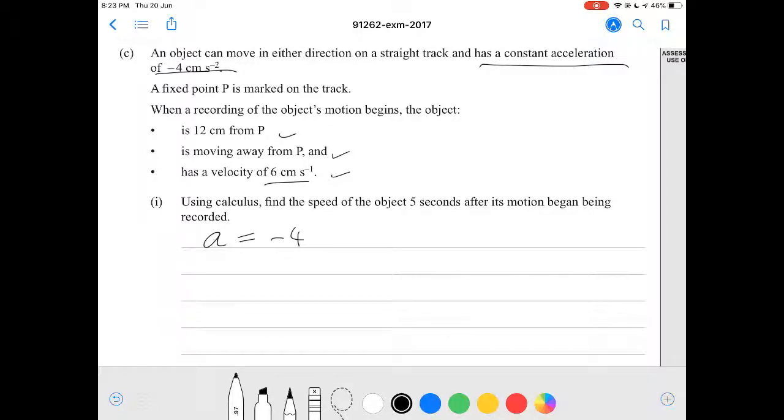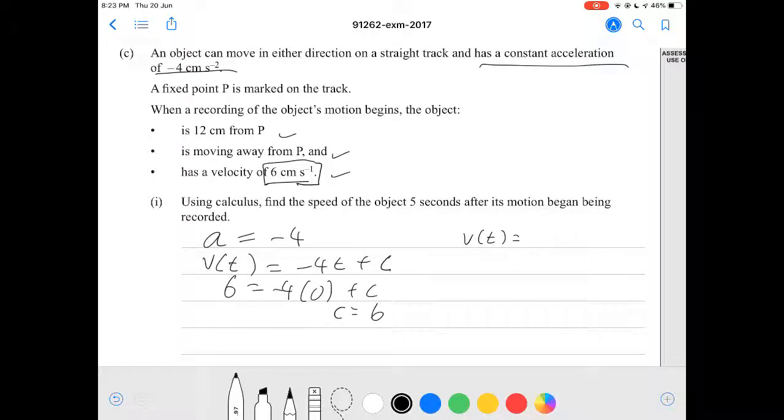So we're going to integrate to find velocity. So v of t equals, we integrate, negative 4t plus c. We know when the time equals 0, it had an initial velocity of 6 centimeters per second. So when t equals 0, the velocity equals 6. So 6 equals negative 4 times 0 plus c. c therefore equals 6. So you have your v of t equals negative 4t plus 6.